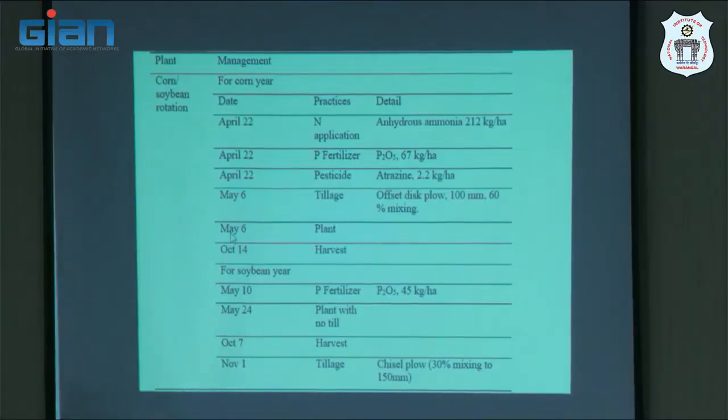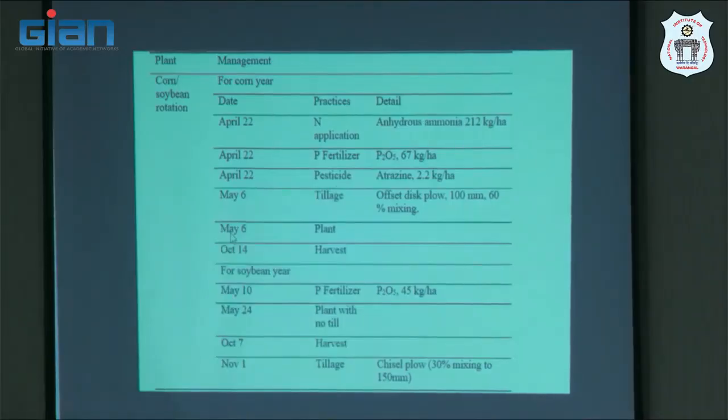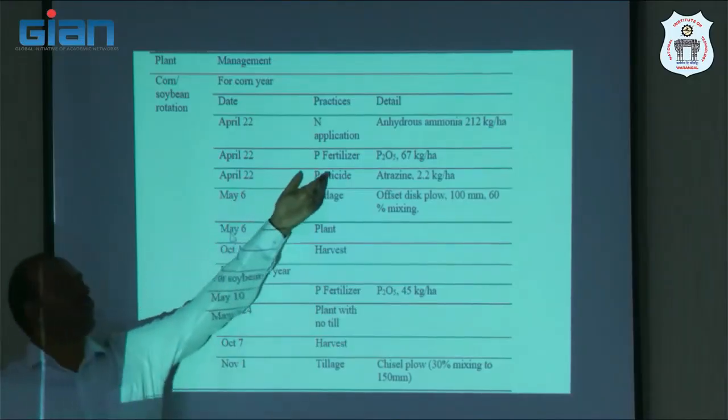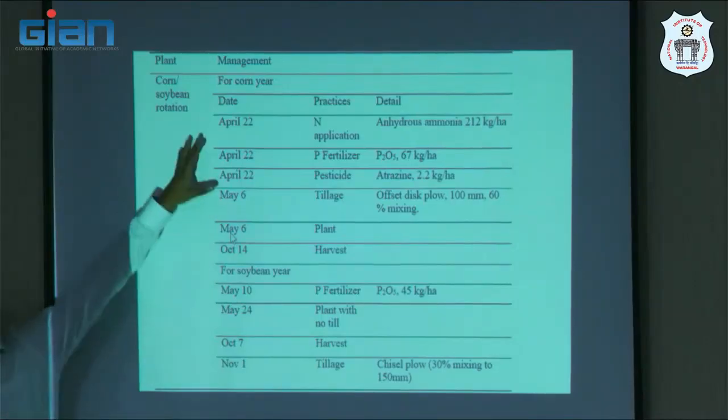Again, you can do it based on the heat units, or you can do it based on the date. Here you are following the date. On April 22nd, the first agricultural practice is nitrogen application. What kind of nitrogen? Anhydrous ammonia at 212 kg per hectare. It is followed by phosphorus fertilizer P2O5 at the rate of 67 kg per hectare. You also apply a pesticide on the same day, atrazine, at 2.2 kg per hectare. This is on April 22nd.